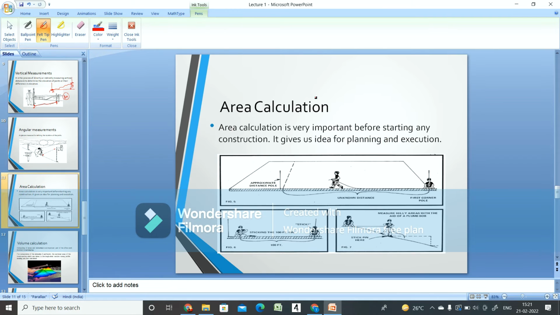Now the next one is area calculation. Area calculation is very important before starting any construction work. As you can see here, first we have to determine the length and the width of the plot so that we can have a total carpet area idea. In that case, again we have to take the linear dimensions, and those linear dimensions will be multiplied, and then we will get the area details of the plot. So area calculation is also very important.